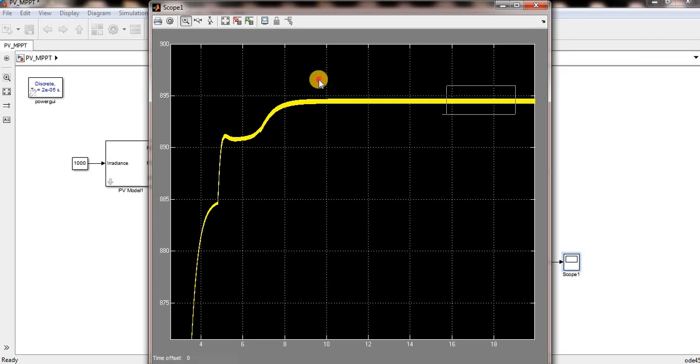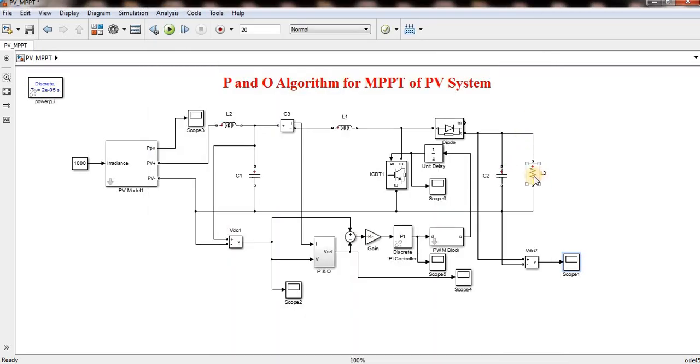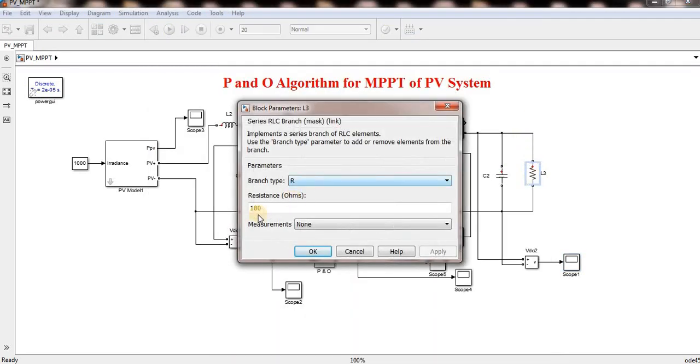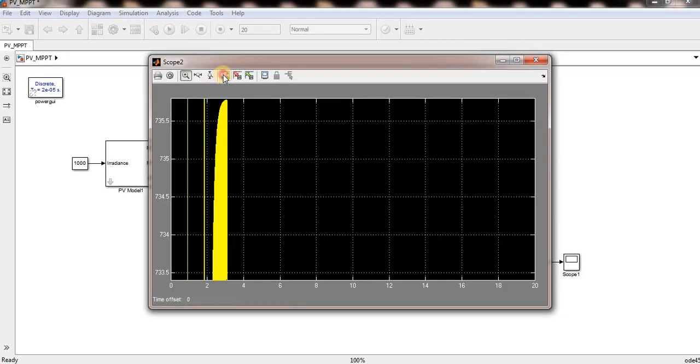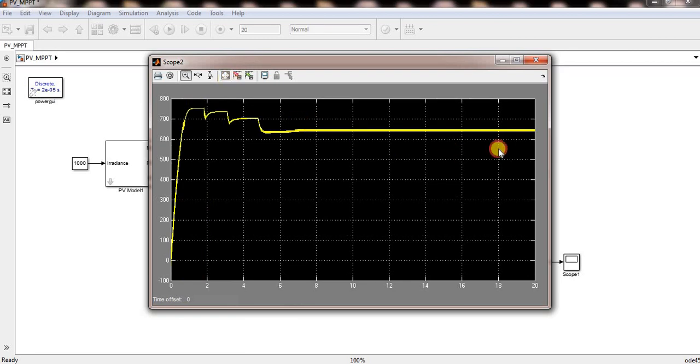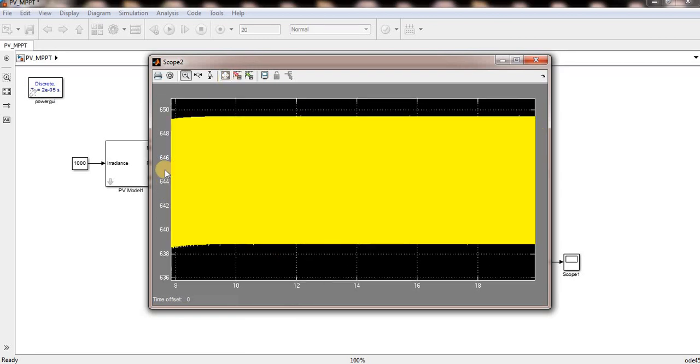My output voltage is, see, 894 volts I am getting, because at 894 only I can get the maximum power. If I reduce this resistance, voltage will reduce. If I increase this resistance, voltage will increase. This is the output voltage of the boost, and this is the input voltage of the boost converter. It should be VMPP. See how much it is there, like 650 or 646 or 650.